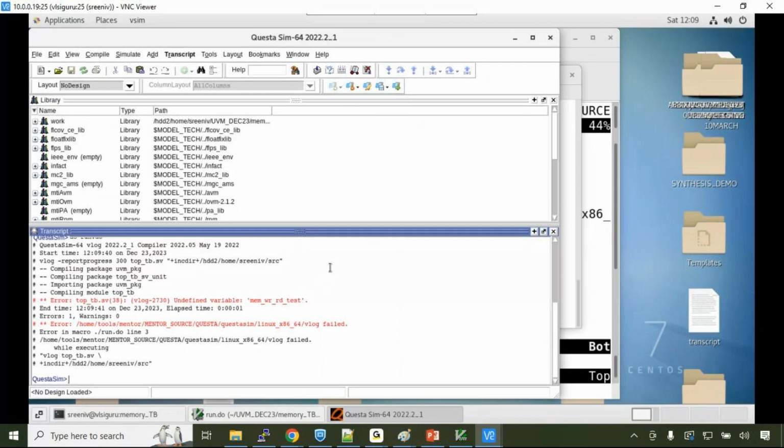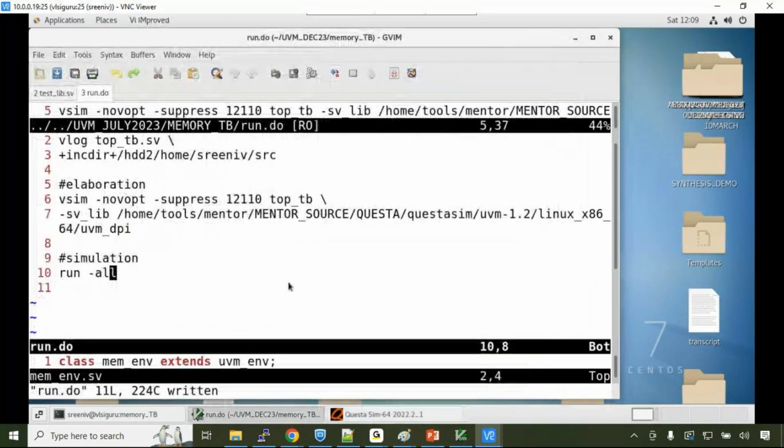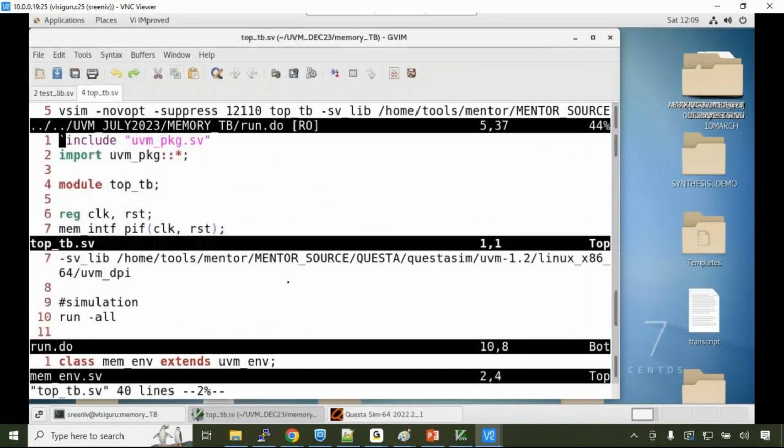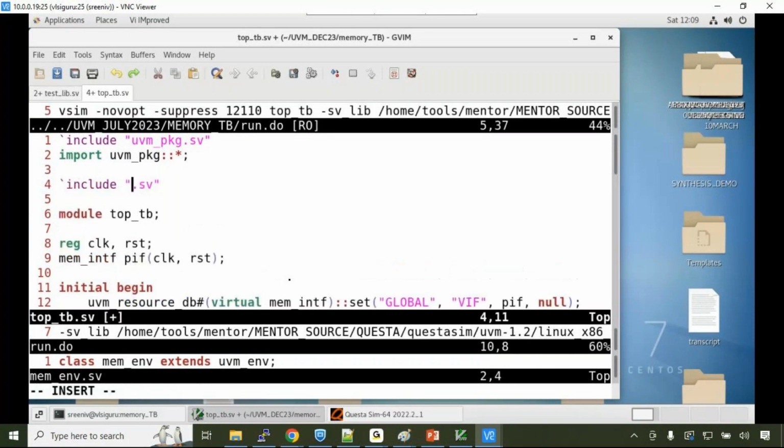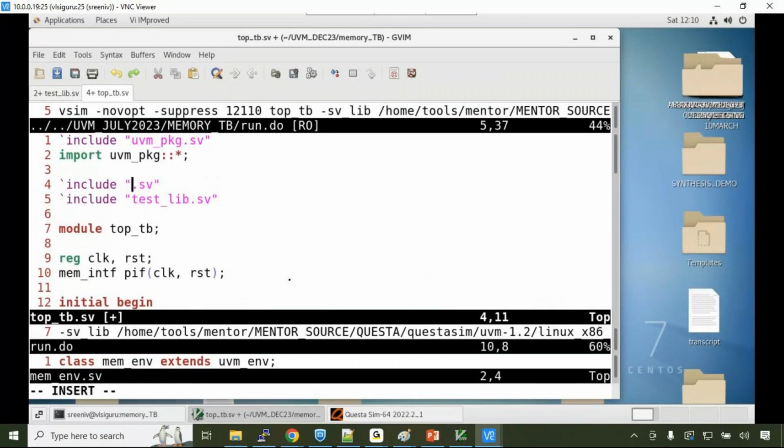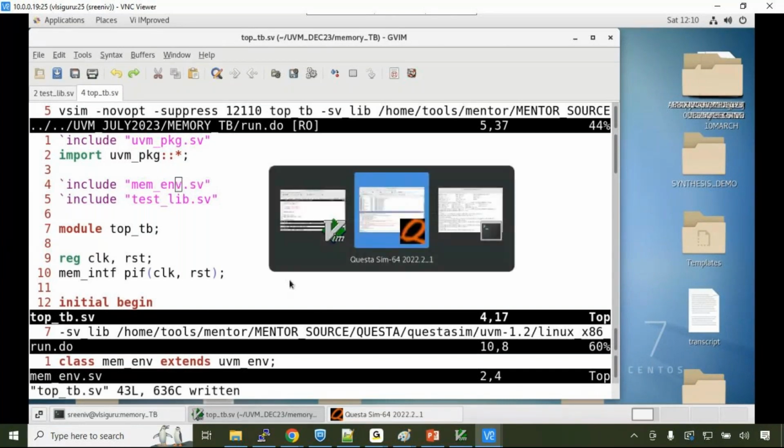Undefined variable mem write read test. Why is it coming? The file I have coded, I haven't included into the top. You know, right? I have to include all the files, otherwise it won't work. Testlib.sv, what is that additionally I have to include? Mem environment. Agent I don't need to include because I didn't use the agent. Now I can run it.